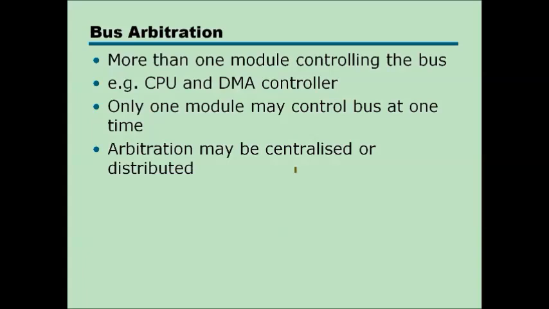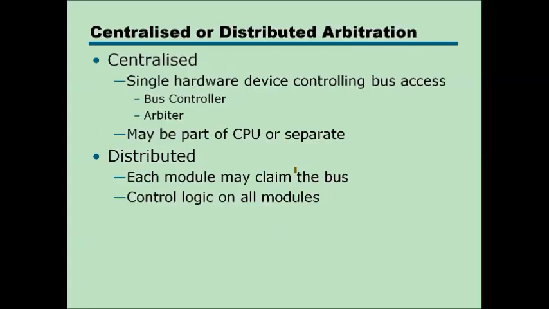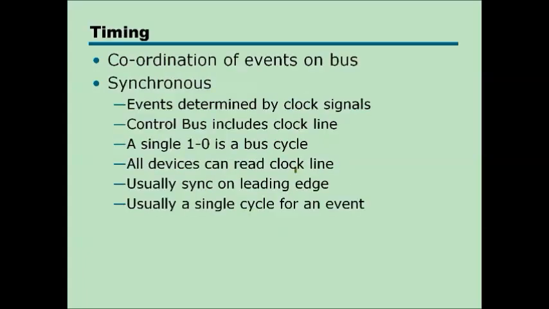Bus arbitration: more than one module may control the bus, for example the CPU. Only one module may control the bus at one time, and arbitration may be centralized or distributed. When centralized, a single hardware device controls the bus access, and it may be part of the CPU or separate. When distributed, each module may claim the bus, with control logic on all modules.